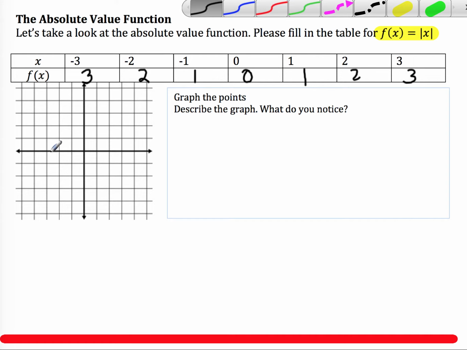So now we can graph these points. Negative 3, 3. Negative 2, positive 2. Negative 1, positive 1. 0, 0. And what do you notice? What shape is it forming? It's a V. What do you notice about these points? They're all positive. All of our y values are positive.